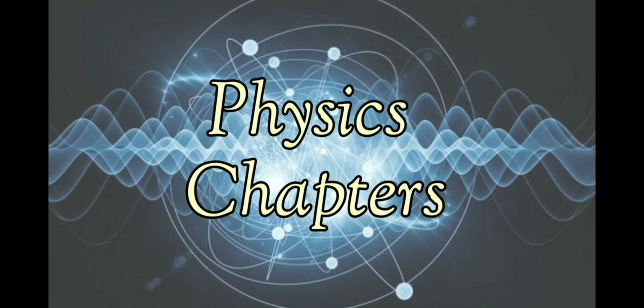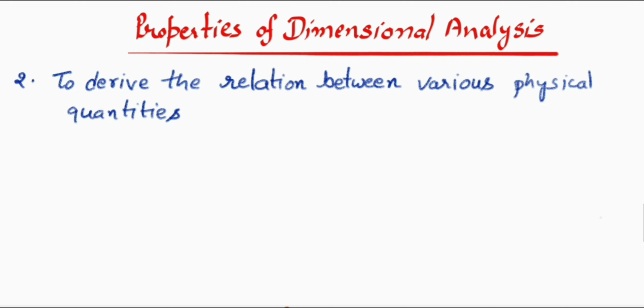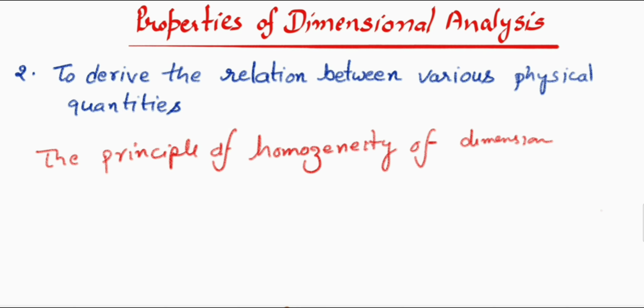Welcome to Physics Chapters. In this video, I'm going to discuss the second property of dimensional analysis, which is to derive the relation between various physical quantities. This property is also based on the principle of homogeneity of dimensions, which says that the dimensional formula for the left hand side must be equal to the dimensional formula of the right hand side. Let's see how we can use dimensional analysis to derive the relation between various physical quantities.